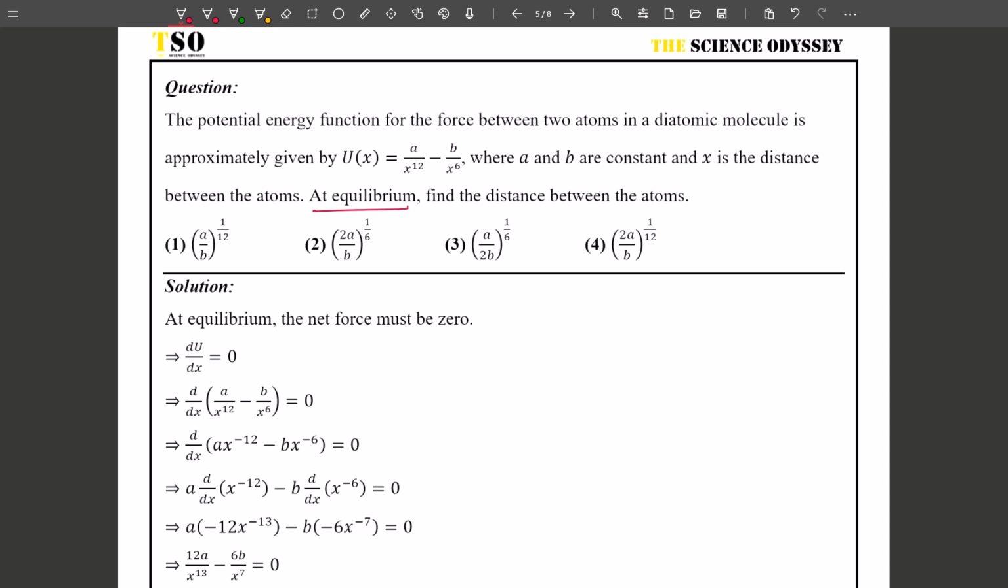The potential energy function for a force between two atoms in a diatomic molecule is approximately given by this, where A and B are constants, x is the distance. So basically the potential energy and distance relation is given. We need to find the equilibrium position, or the position where force is zero. Okay, so let's do this.